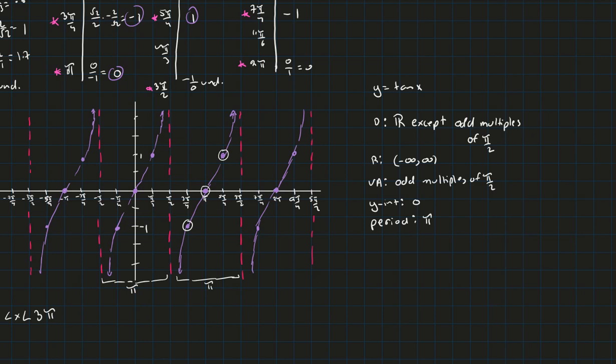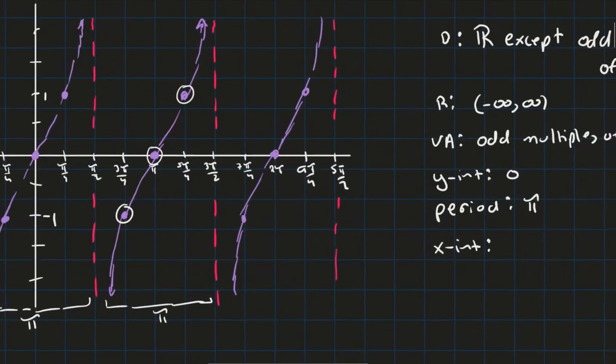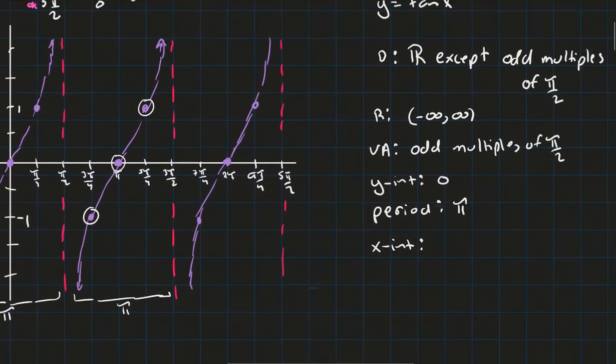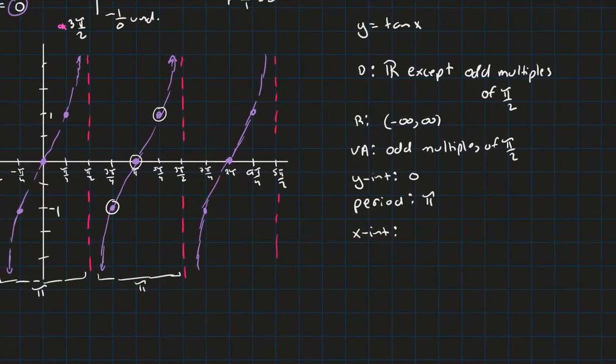Okay, so now let's actually talk about some of these key points. Let's first talk about the x-intercept. Where exactly do we see the x-intercept in that period of pi? Where exactly does it show up? If you really take a look at it, here is the period, right? It really shows up halfway between our two vertical asymptotes.